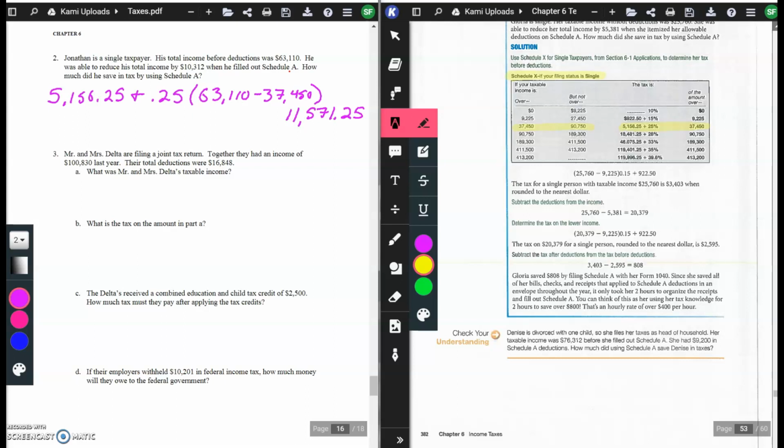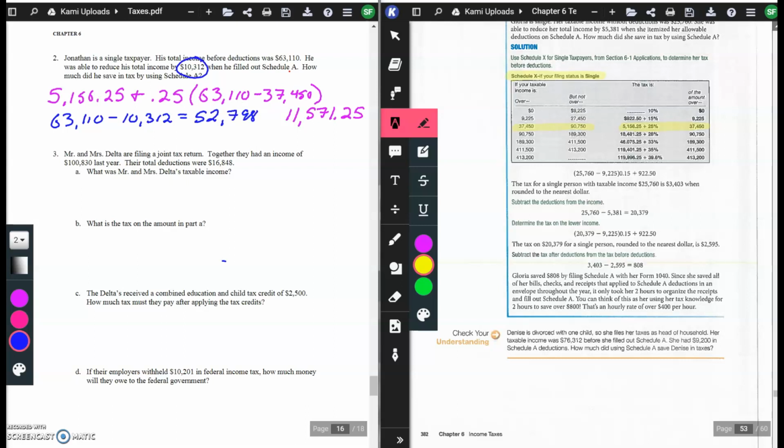Now, if we were to deduct off the 10,312, so now you're going to do 63,110 minus the 10,312, and we're going to compute using that new value. So 63,110 minus 10,312 gives you a new income of 52,798.